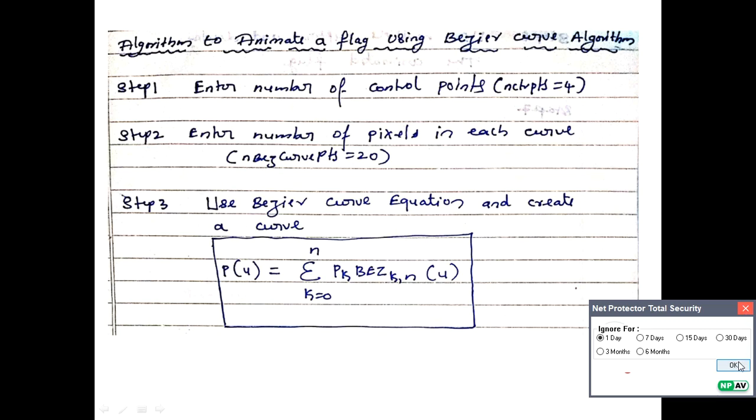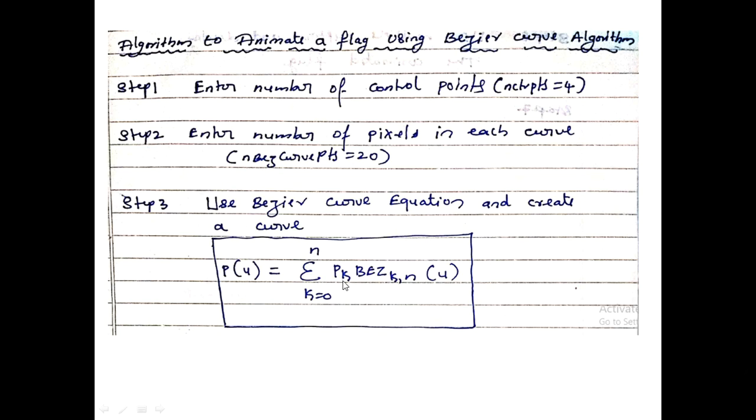Here p of k represents the control point values, if we substitute k value 0, 1, 2, 3. And this BEZ represents the blending function. The k value ranges from 0 to 3 and the n value is 3. And we know that u is called the parametric constant. That parametric constant value u ranges from 0 to 1.